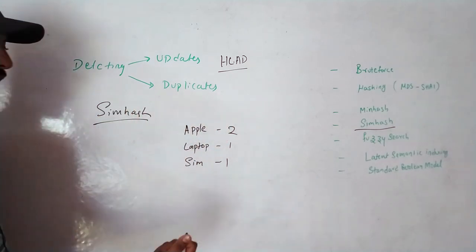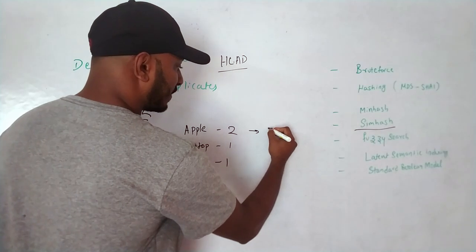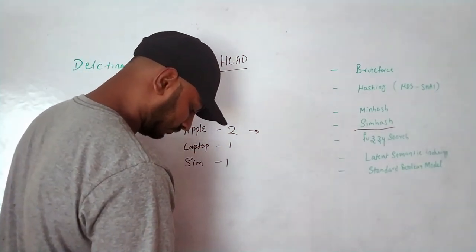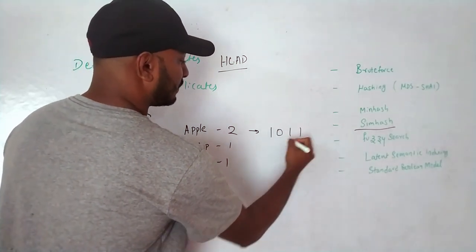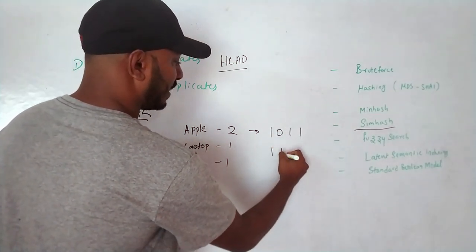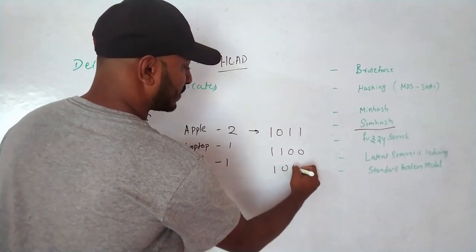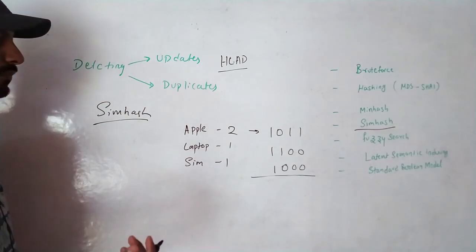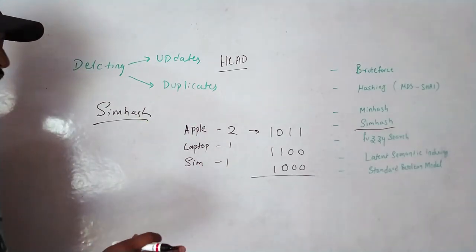So when we compute the hash in binary, maybe we got, for example, say 1011 for this word, maybe 1100 for another. For SIM, maybe we got 000. So what this algorithm says is we need to replace all the zeros with minus one, okay?